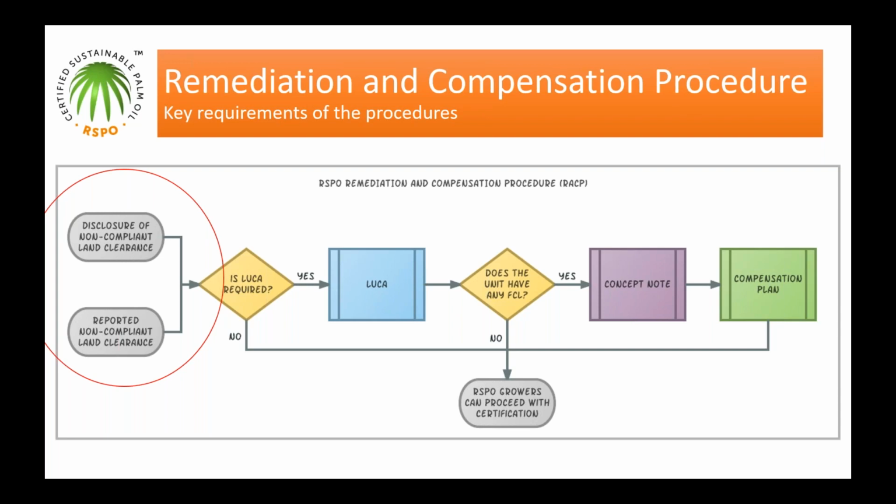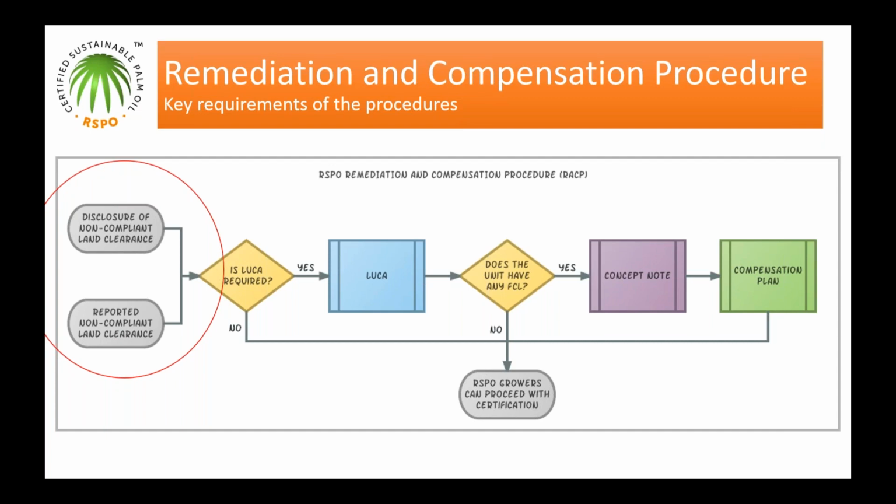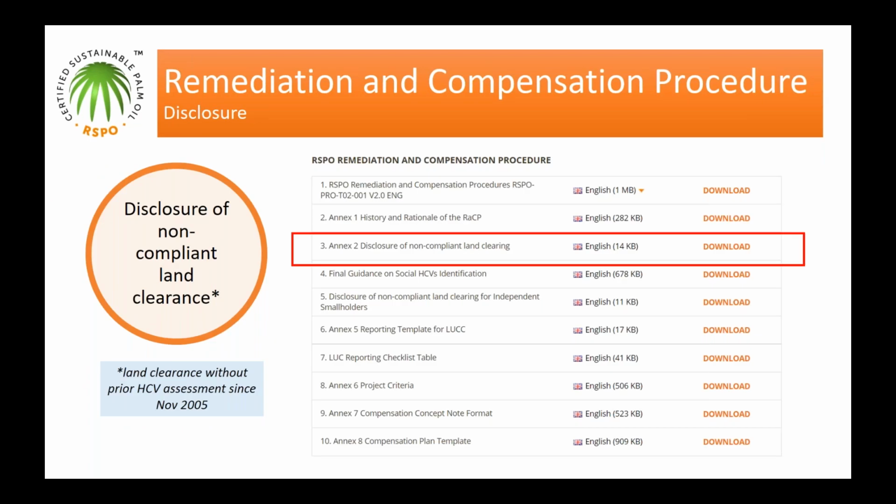Let's start with the disclosure of non-compliant land clearance. Like I mentioned, non-compliant land clearance is the land clearance without prior HCV assessment since November 2005. This picture over here shows you the list of documents available on the RSPO website. And for the disclosure, you will need to use Annex 2 of disclosure of non-compliant land clearance to fulfill the requirement.